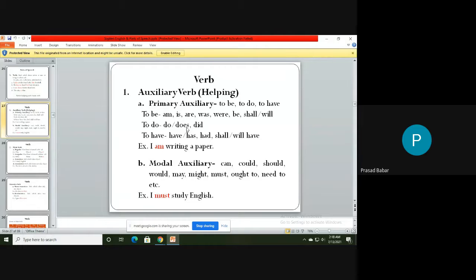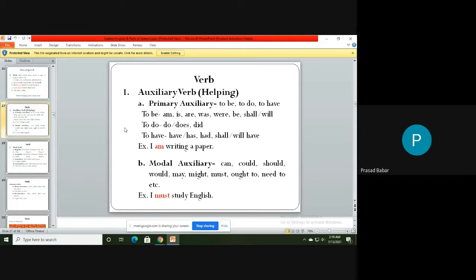And in the next type, to have, there comes have or has, had, and shall have or will have. So these three verbs come under the to have type. Okay, so primary auxiliaries are the verbs which are of the to be, to do and to have types.